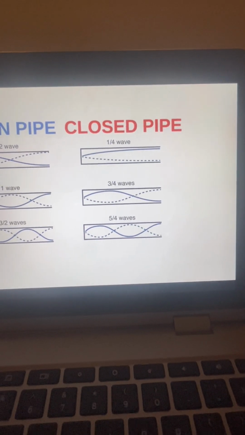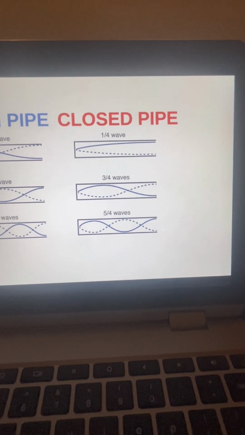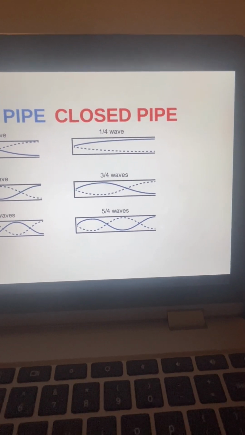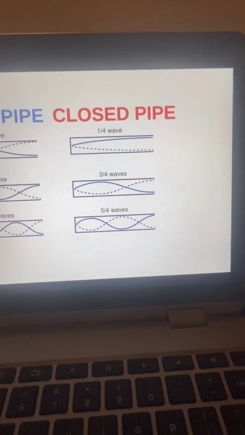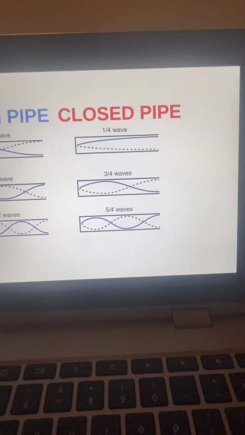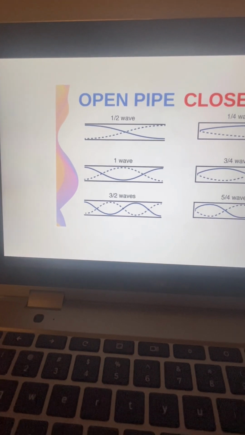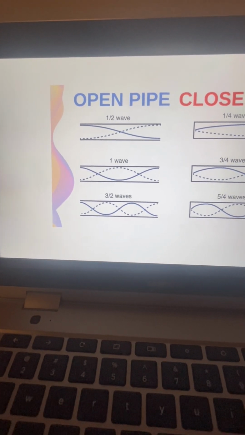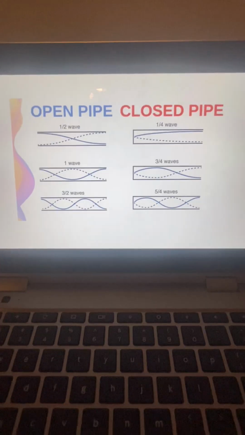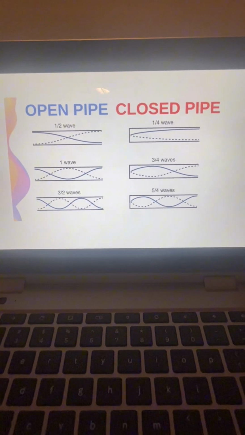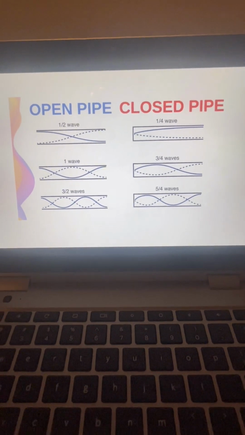Since closed pipes have one node and one antinode, they will always have an odd harmonic. That means they can be first harmonic, third harmonic, fifth, and so on. Versus an open pipe, since it has two antinodes, can be even or odd harmonic. Now let's go take a look at our video and see how different tube lengths will affect the pitch of the sound.